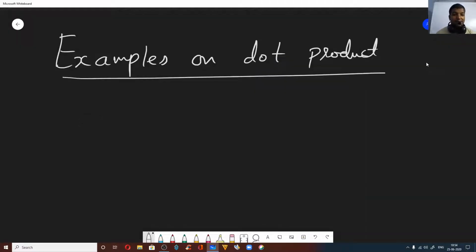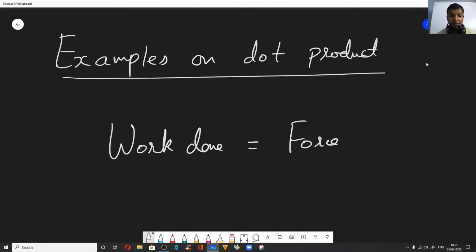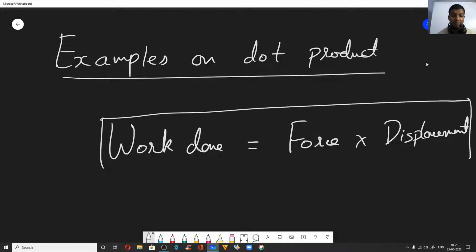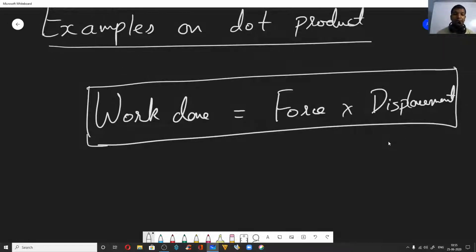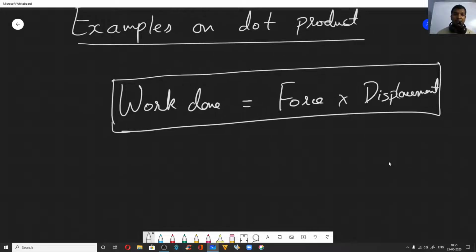Okay, in this class, let us see a few examples on dot product. Now, probably in your 8th or 9th standard, you have studied something called work done in physics, right? So, work done, usually we say force multiplied by displacement. Now we are going to see what this actually means when you consider force and displacement as vectors.